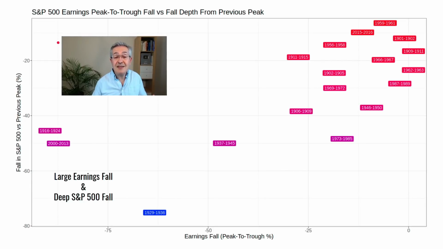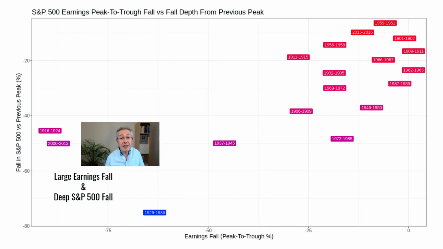And the y-axis is how much the S&P 500 falls, peak to trough. And again, what we can see is that when we get the biggest earnings falls here in the bottom left, that's when we also get the largest falls, peak to trough, in the S&P 500. That was true in the double crisis between 2000 and 2013, the episode in World War I, and the episode around the Great Depression between 1929 and 1936.